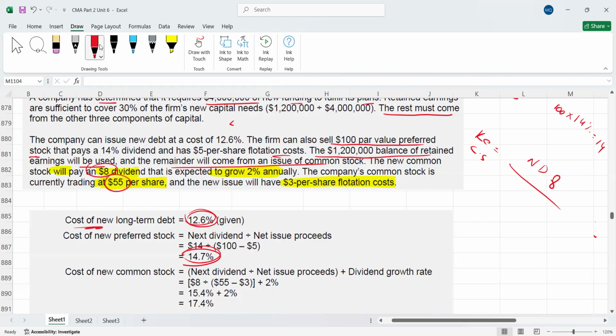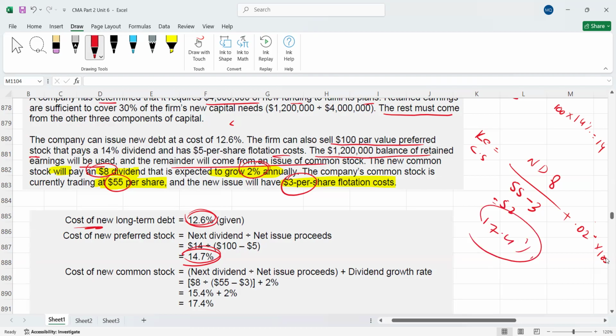So market value is how much? 55. Okay. Minus flotation cost is 3. So this net proceed is how much? $52. So 8 divided by 52 plus growth. Growth is how much? 2%. So we can write it here 0.02, and then we will multiply with 100 for the final answer. Okay. So if you will solve this, so you are going to get how much? 17.4%. This is cost of equity. Okay. This is cost of equity for common stock.